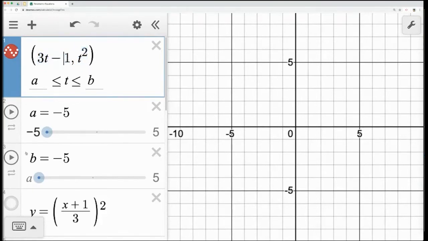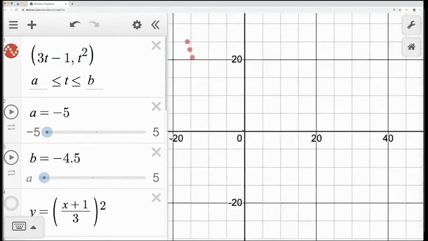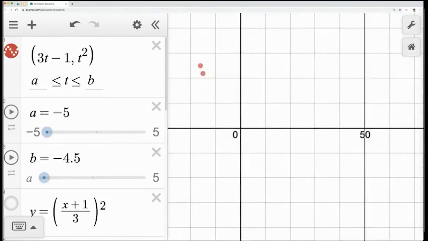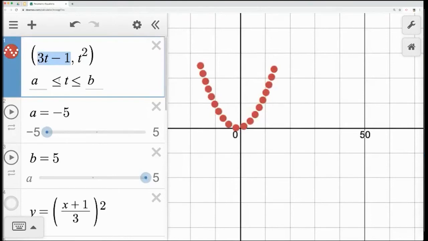So what does that mean? Let me show you with a graph. So if you change the a and b values for t, it just starts plotting out points. Okay, so the x and the y are defined by some t. In this case, t is from -5 to 5, and it makes a little graph like this. That's literally the only difference between a regular equation and a parametric.